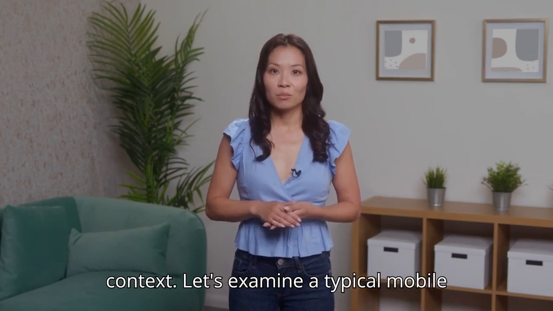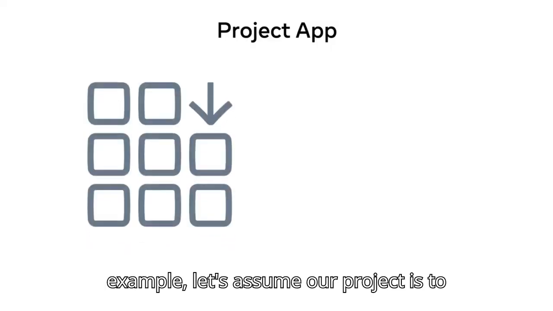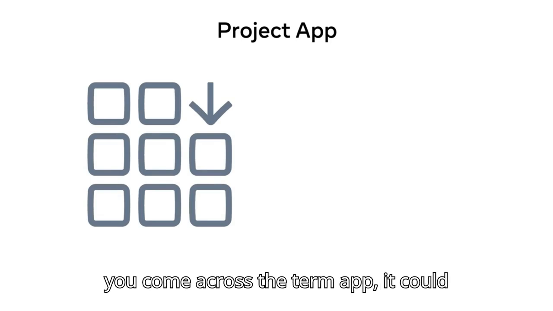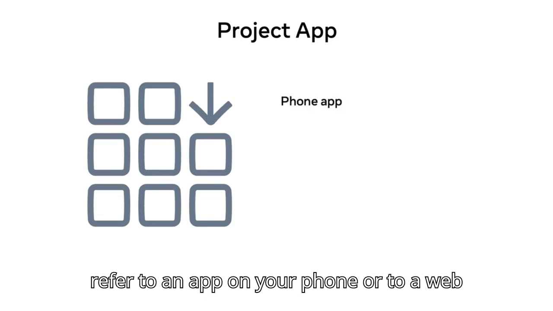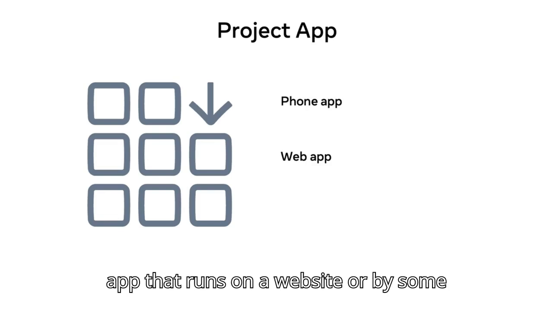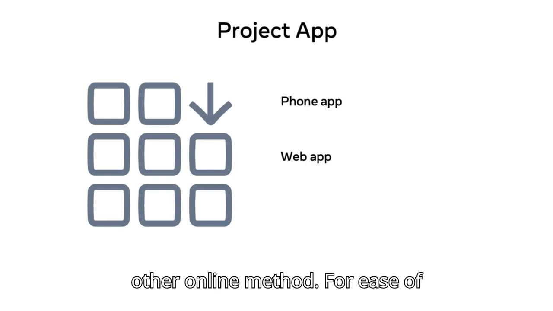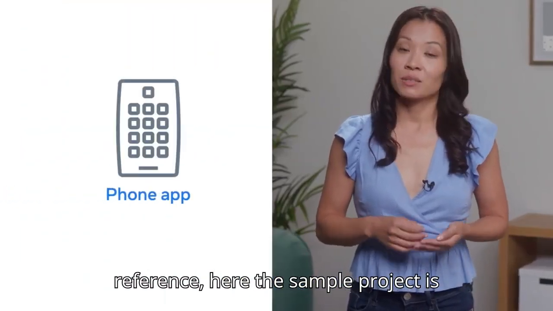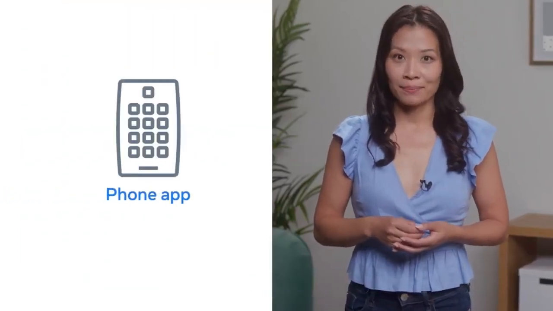Let's place that definition in a real-world context and examine a typical mobile development project. As an example, let's assume our project is to create an app. Just to mention, when you come across the term app, it could refer to an app on your phone or to a web app that runs on a website or by some other online method. For ease of reference, here the sample project is portrayed as a phone app.